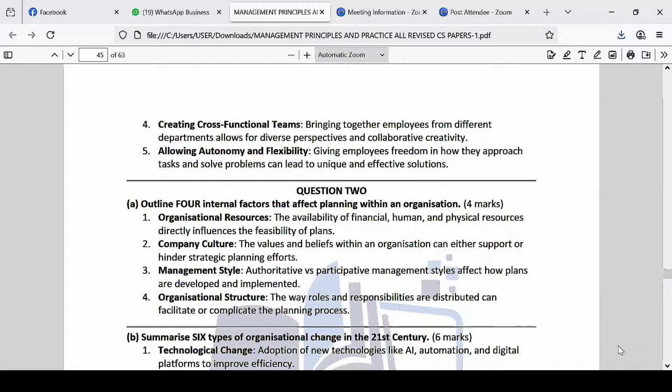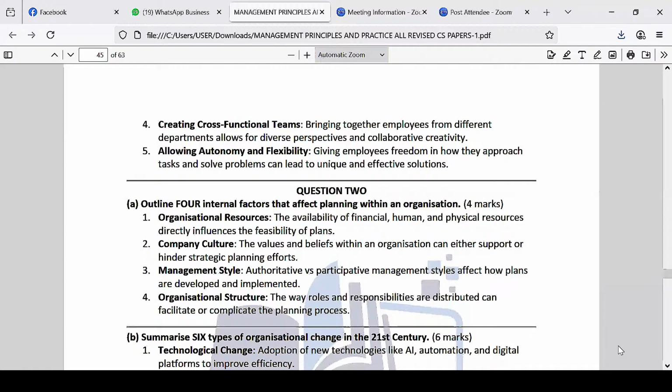Now, what is the company culture? Basically, your plan must be within the culture. So the company culture is also a very important factor that affects planning. Now, what does that mean?